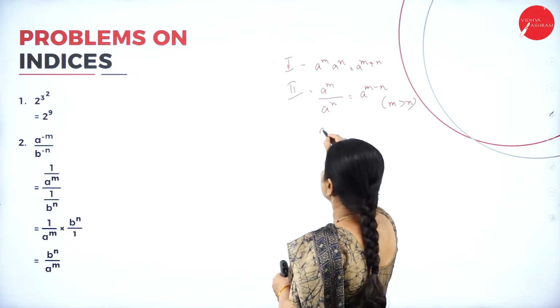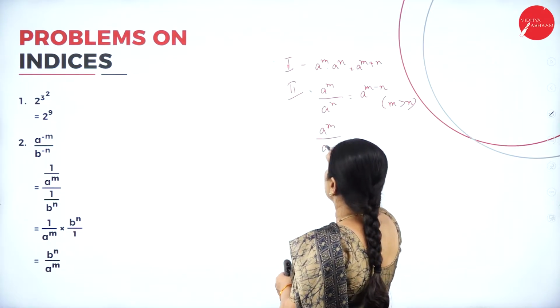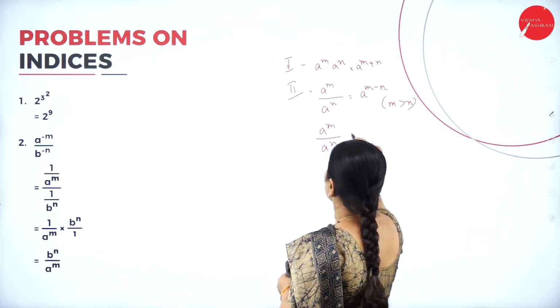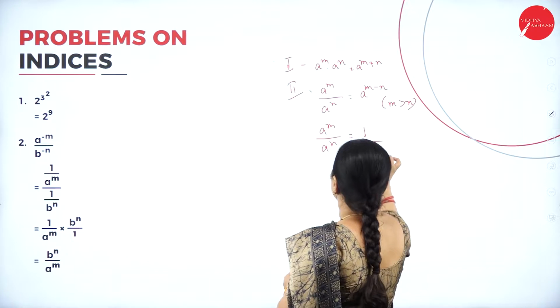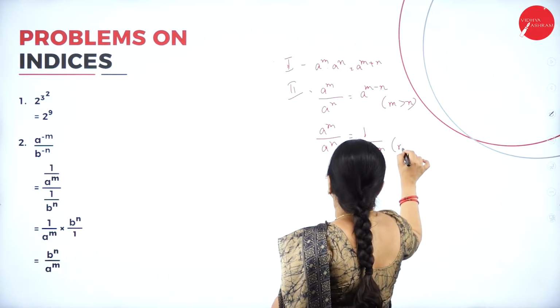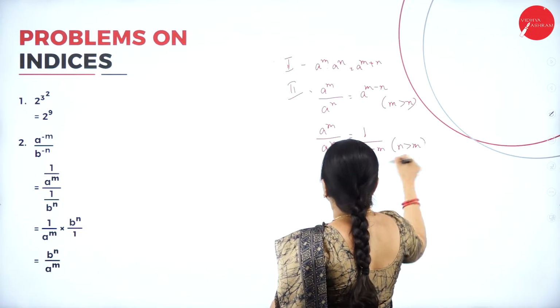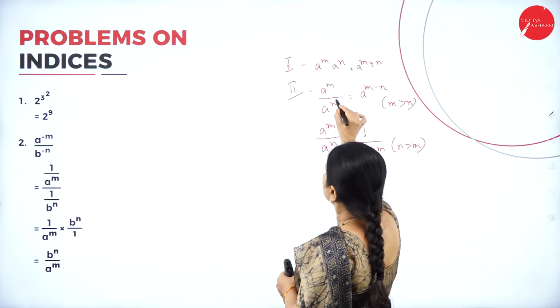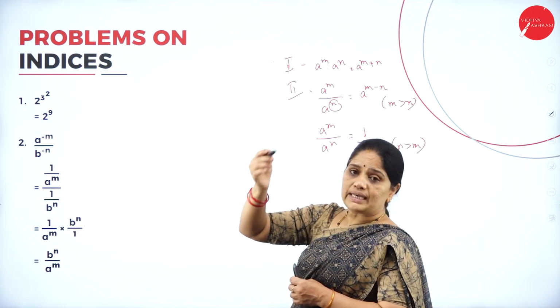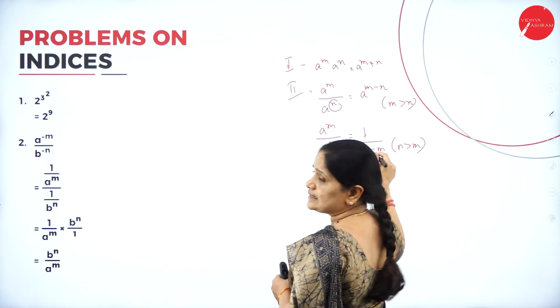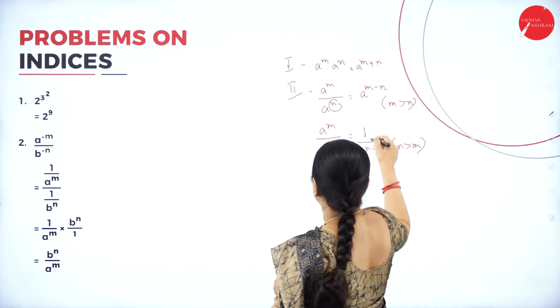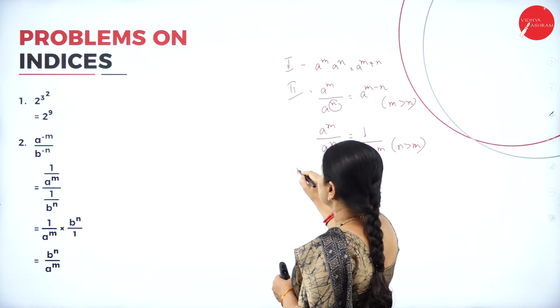Now, suppose again I have a to the power of m by a to the power of n. I will be writing 1 by a to the power of n minus m when n is greater than m. So, when this power is more than the power of the numerator, then I'll have to write the answer in this way, 1 by a to the power of n minus m.